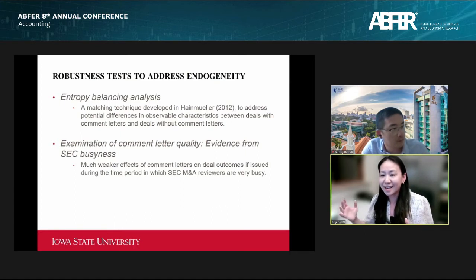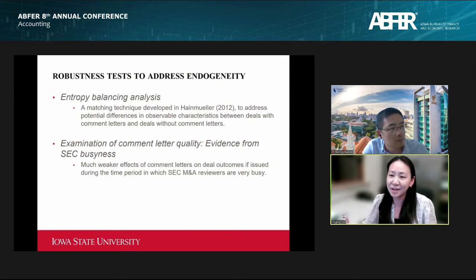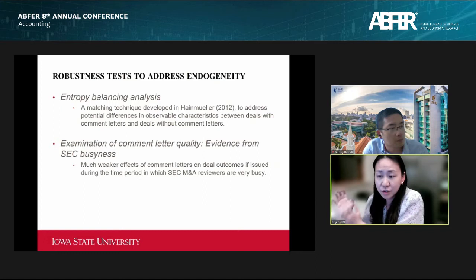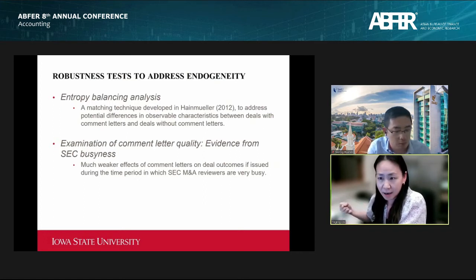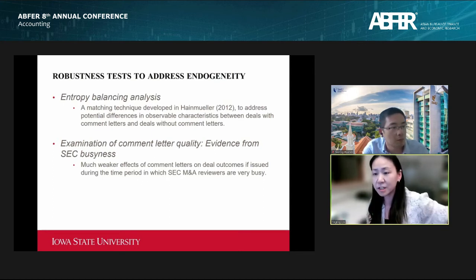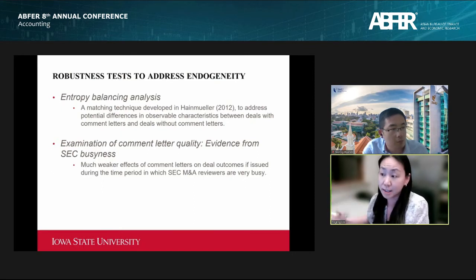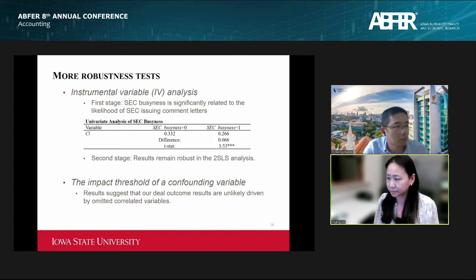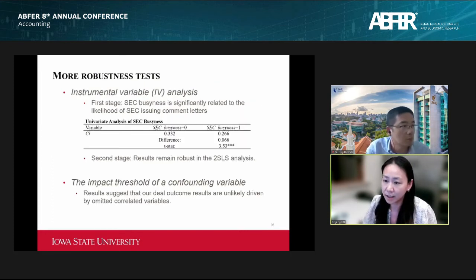So we use that as our exogenous shock, sort of exogenous, because we tend to believe SEC staff are overwhelmingly busy during that certain time period. That reduces their review quality. That should reduce the information content, or the informativeness, of this review process. And that's exogenous, and it's not related to the synergy or deal quality or firm characteristics. So we use that as our instrument variable.